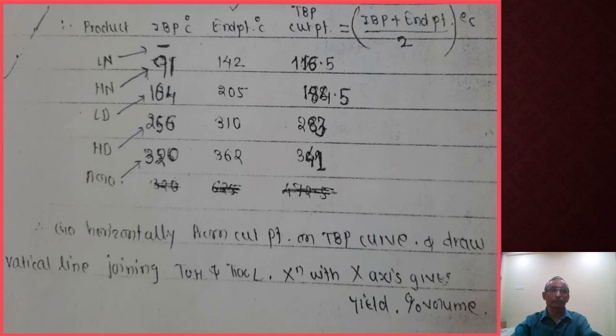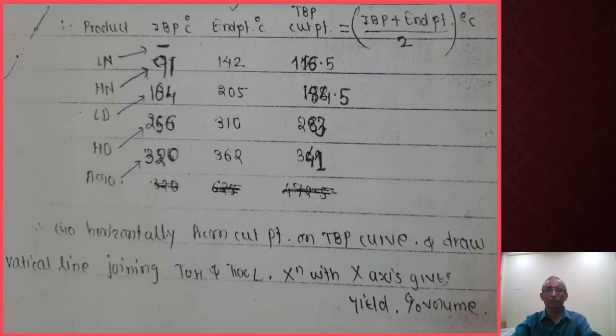So this way we have summarized this particular data. The products are light naphtha, heavy naphtha, light distillate, heavy distillate and atmospheric gas oil. IBP you have found out. This is the starting point, first product. So for the heavy naphtha it is 91, and the end point is also known to you.